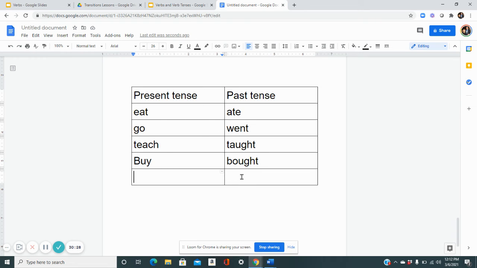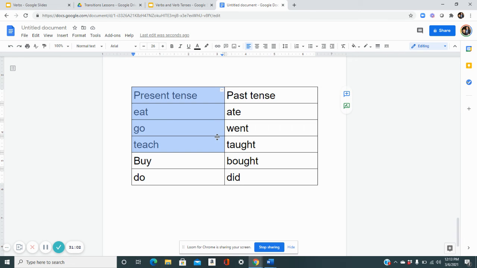You have to memorize the irregular verbs. That's the only way you can do it. I'll put one more in. Go, went. Oh, I did that one already. Do, did. So with irregular verbs, you have to memorize them. There's no other way to do it except to memorize.